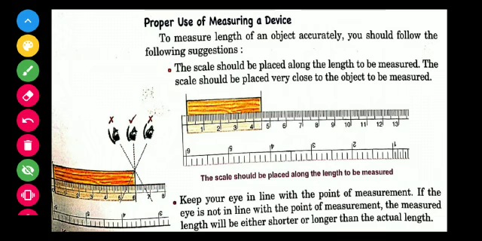In this figure, this is the wrong measurement, and this is the accurate measurement of the length. Keep your eye in line with the point of measurement. If the eye is not in line with the point of measurement, the measured length will be either shorter or longer than the actual length. If your eye is in line with the point of measurement, then your measurement is accurate. This is the proper use of measuring device.